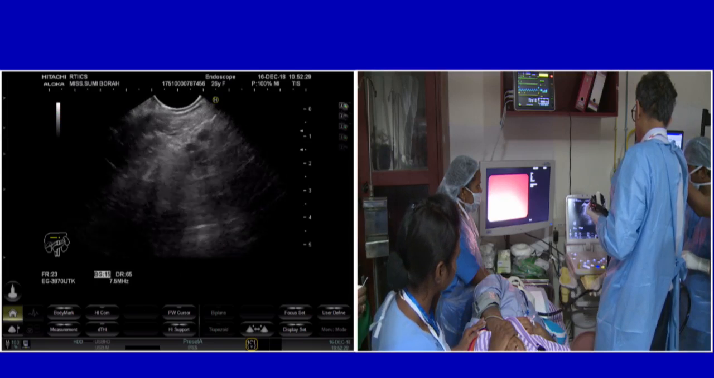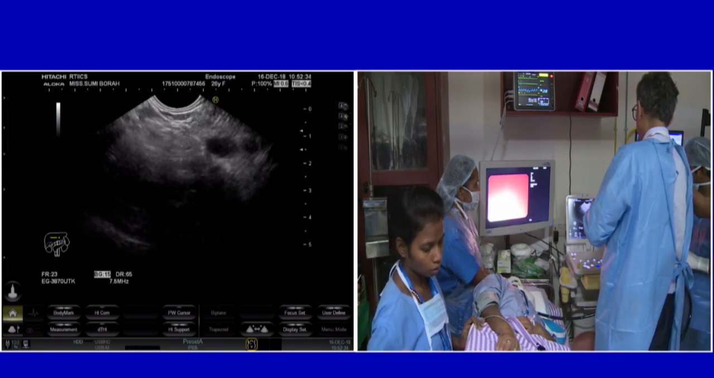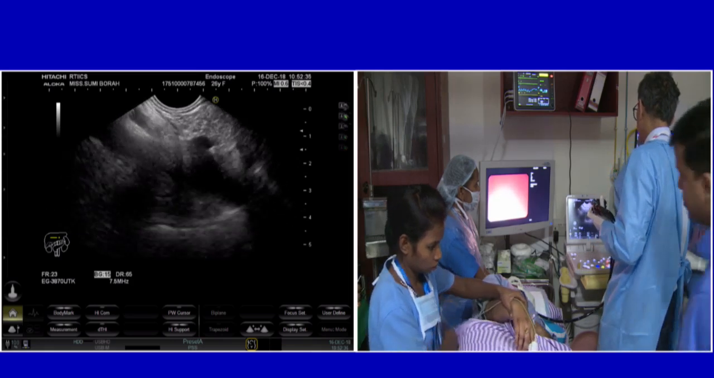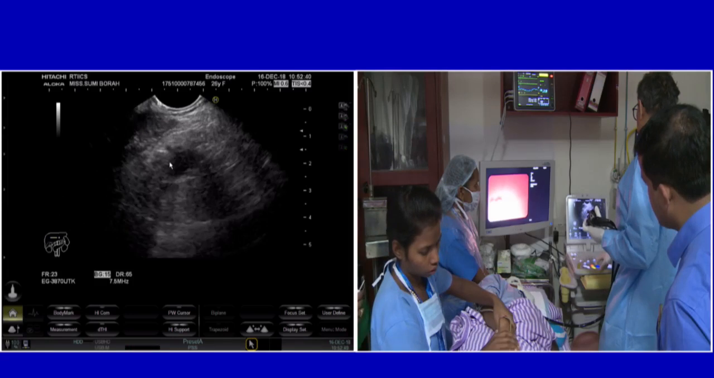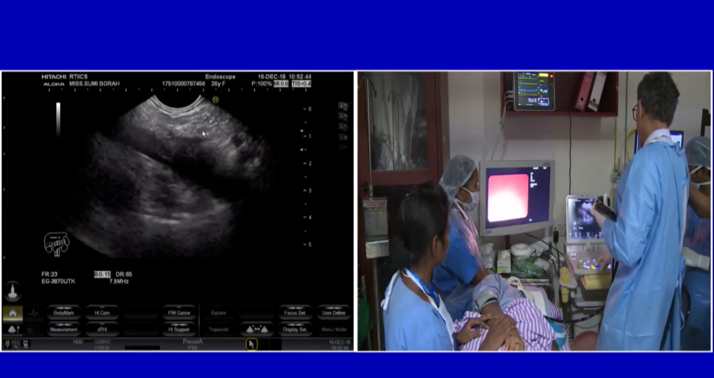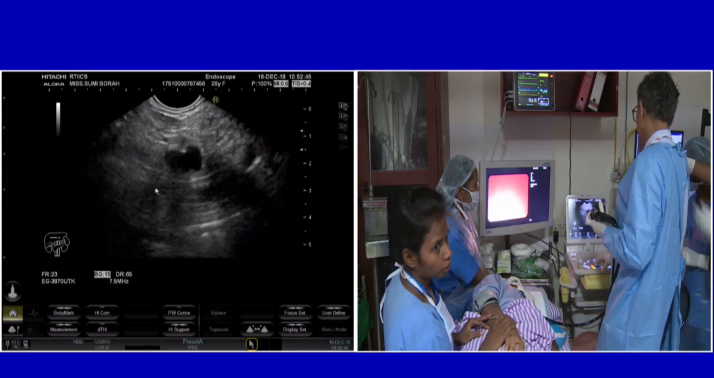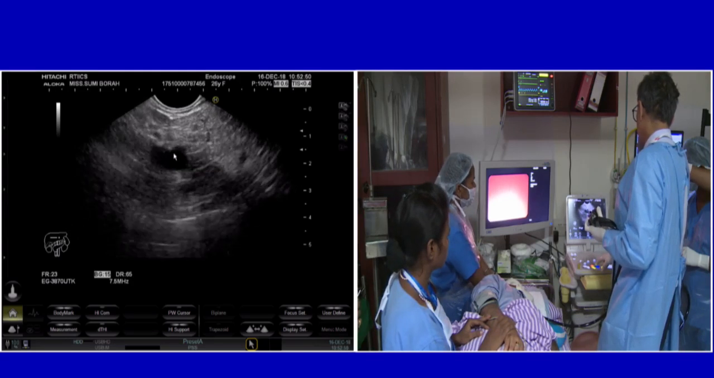Now we have to find out where it is. So as I rotate clockwise, I didn't find any cyst so far. As soon as I rotated anti-clockwise, I found a cyst. This cyst is at the junction of the body and the neck part of the pancreas. As I told you, this is the body part and this is the head part. This is the cyst here.